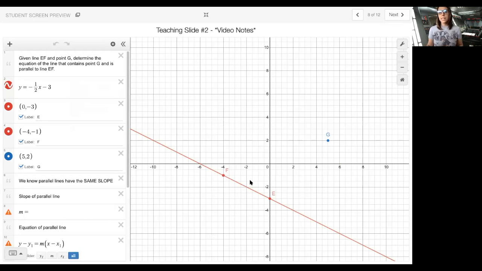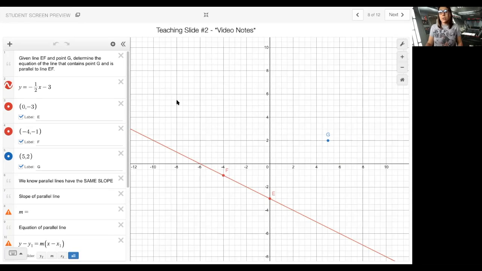So here in teaching slide 2, we're given some similar information. We're given line ES and we're given point G, but this time the coordinates of G are not the coordinates of the y-intercept, meaning we don't know what that y-intercept is. So here's what we do know: parallel lines have the same slope. So what is our slope going to be of this parallel line going through point G?